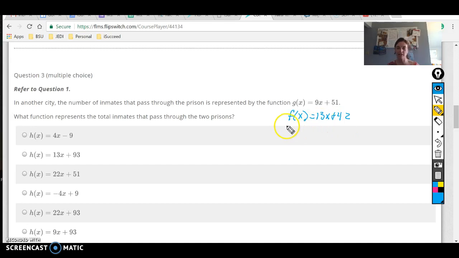Well, fortunately for us, if I want to get this composite function, all I have to do is add these together. h of x equals 22x plus 93. 1 and 2 is 3, 5 and 4 is 9, and 9 and 13 is 22. So h of x equals 22x plus 93, which is right here. Okay, so that does make sense. That's the combined rate and starting point of the two prisons together.